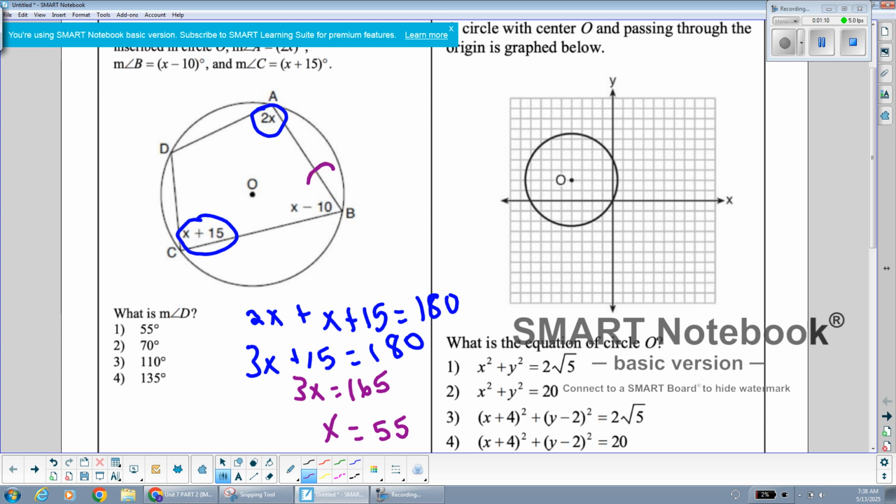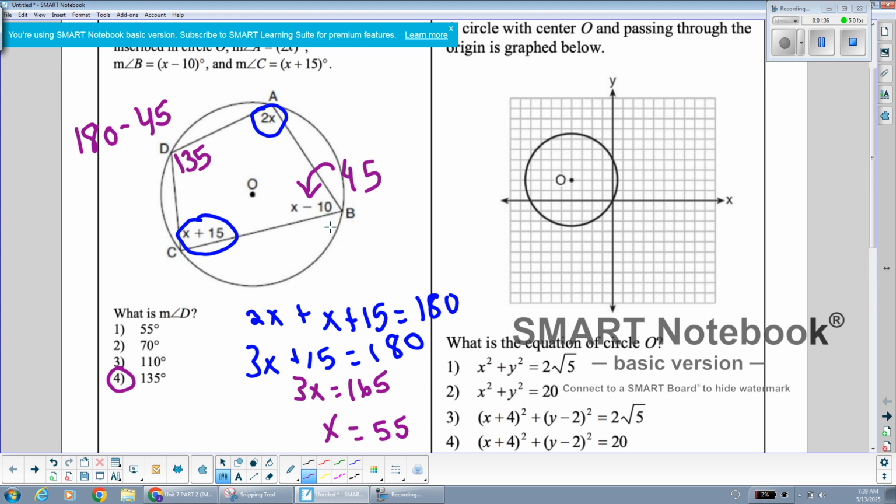So I'm going to plug in here because I'm looking for angle D. So I want to know what B is. So 55 minus 10 is 45. And then D is supplementary with B. So 180 minus 45 is 135. So angle D is 135 degrees.